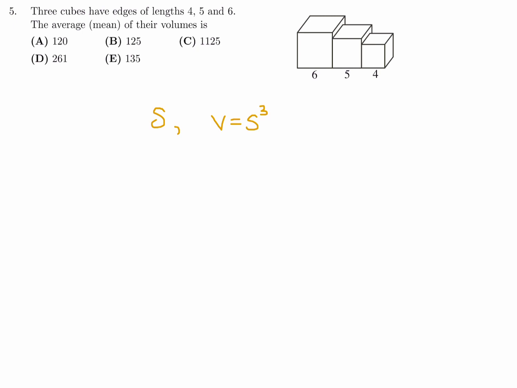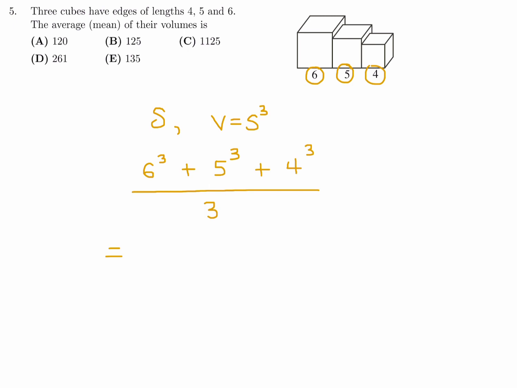So the average of their volumes, well, the first volume would be 6 to the power 3, then the next one would be 5 to the power 3 for that cube, and the last cube would be 4 to the power of 3. And then to find their average, you add them and divide by the number of cubes, in this case, which is 3.